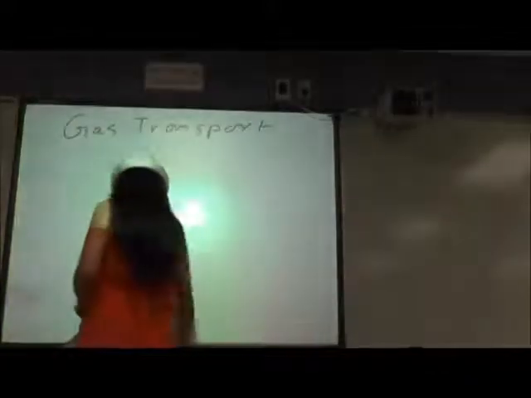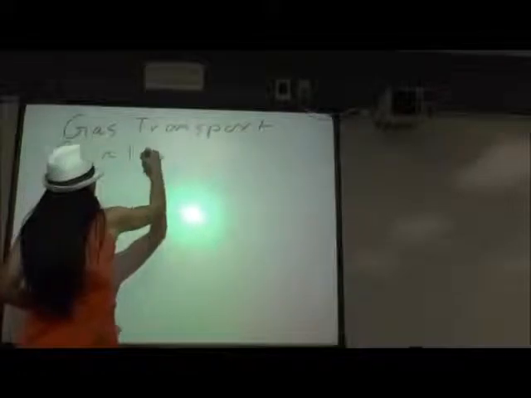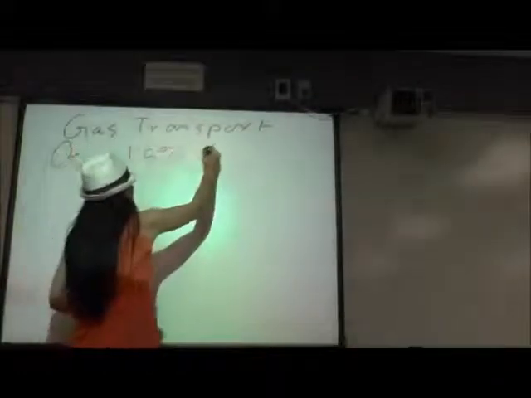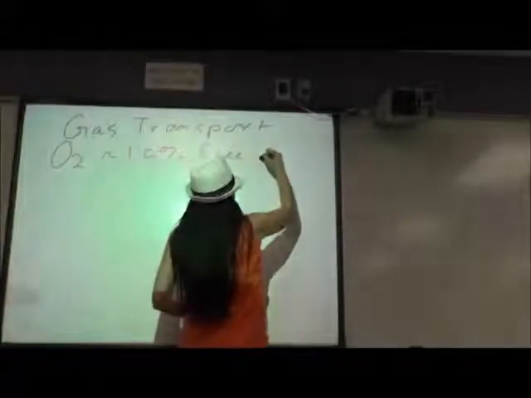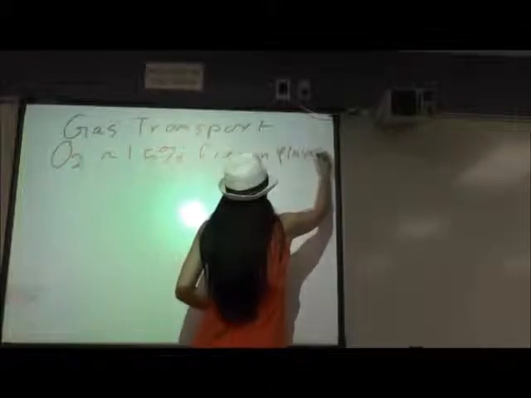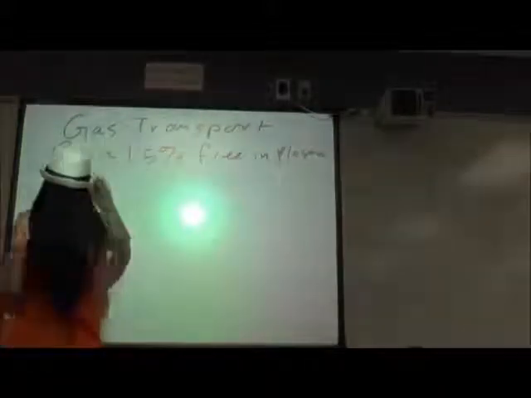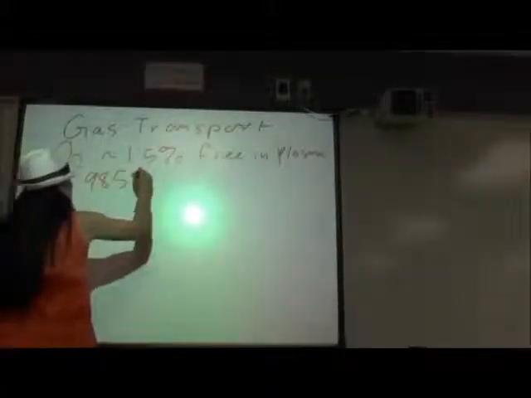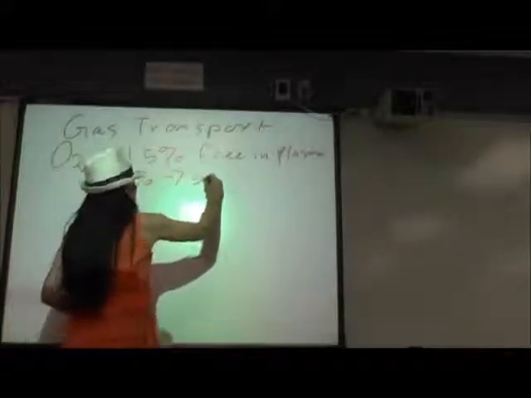So then the last part of respiration is gas transport. For O2, most of it is transported on hemoglobin, but about 1.5% is floating free in the plasma. The other 98.5% is bound to the heme on hemoglobin.